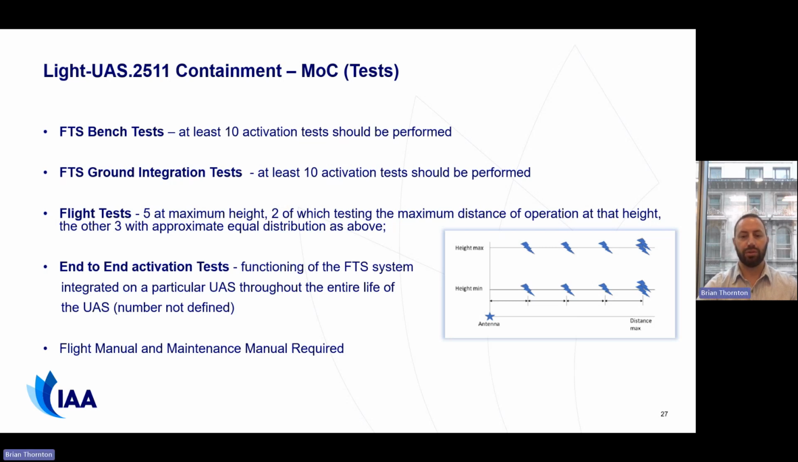If you progress to the flight test phase of your flight termination system, MOC 2511 prescribes the flight tests that have to be done. Flight terminations need to be conducted at a minimum height, 5 times equidistant up to the max distance from the remote pilot, and likewise 5 tests conducted at the max height, equidistant until the furthest distance away from the remote pilot. And then finally, end-to-end activation tests.